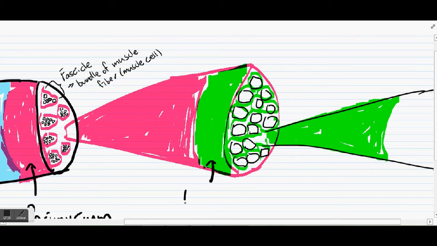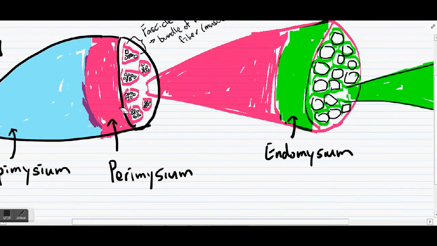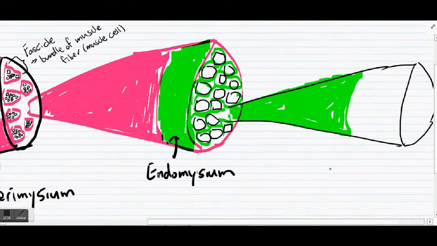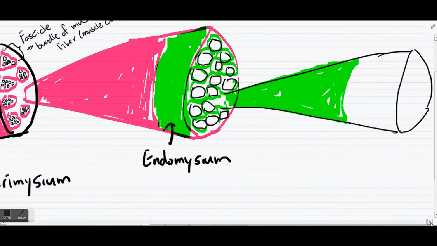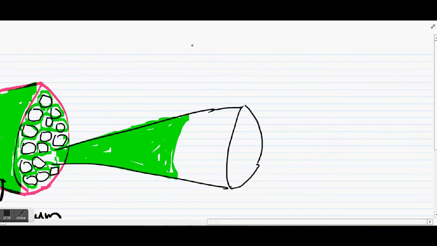Alright, so just to quickly recap, the epimysium surrounds the entire muscle, the perimysium surrounds a bundle of muscle cells, creating the fascicle, and the individual muscle cells are surrounded by the endomysium. Alright, and if you take a look at this muscle cell right here, this black thing, let's label it first: a muscle fiber, which means muscle cell.